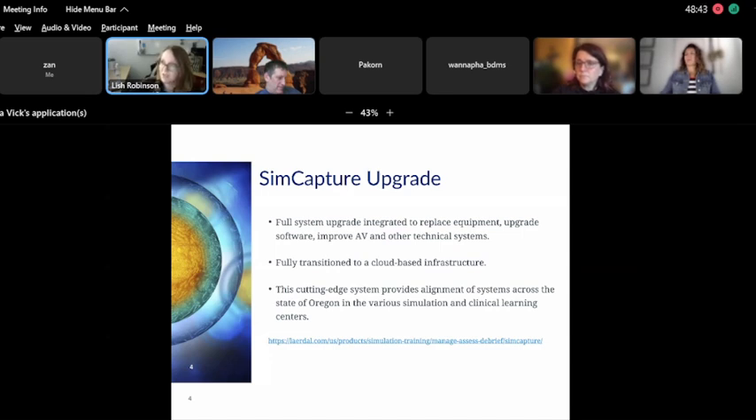And this solution is being used in over 500 healthcare institutions and more than 35 countries to generate reports and statistics on performance trends and administration tracking usage and learner outcomes. Sim Capture is also mobile friendly so that you can do it anywhere, anytime. Next slide.